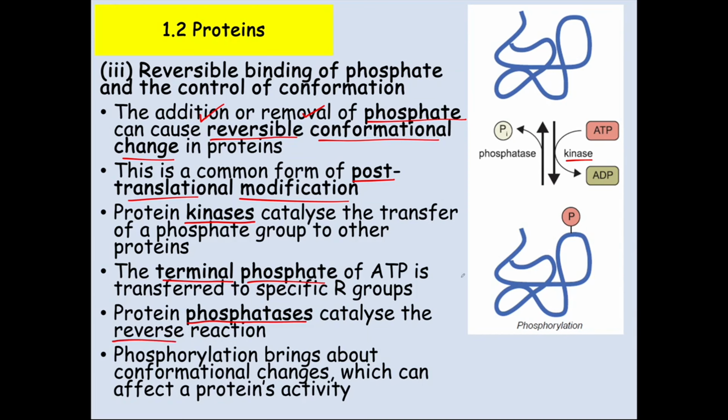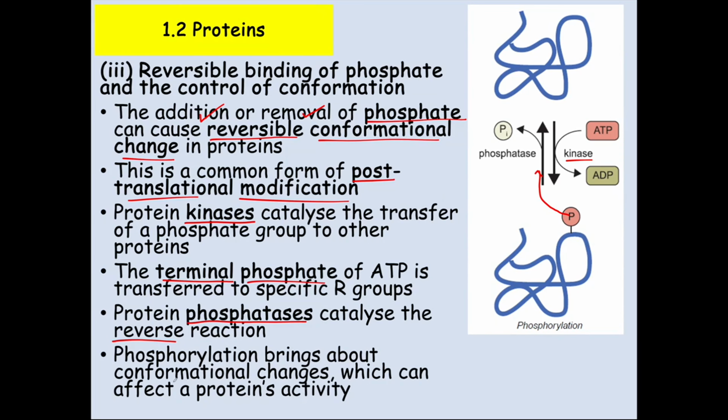Now, protein phosphatases catalyze the reverse reaction. So that'll be taking the phosphate from the protein, and they will then take that phosphate away. That phosphate will then have the ability to bind with ADP to form ATP again, and we'll get that regeneration of ATP that we need to have constantly cycling within our cells.